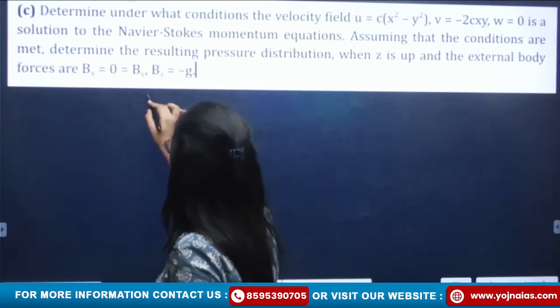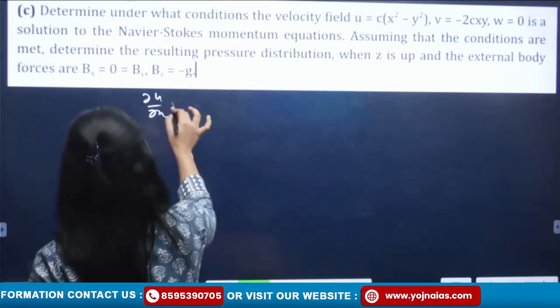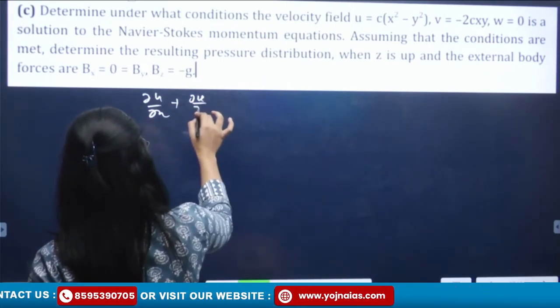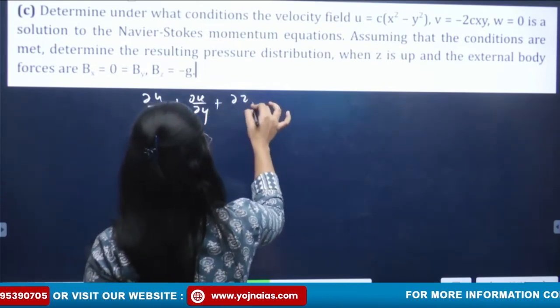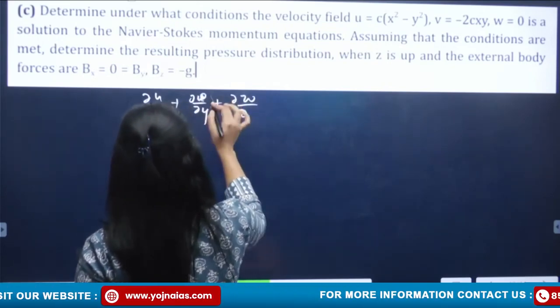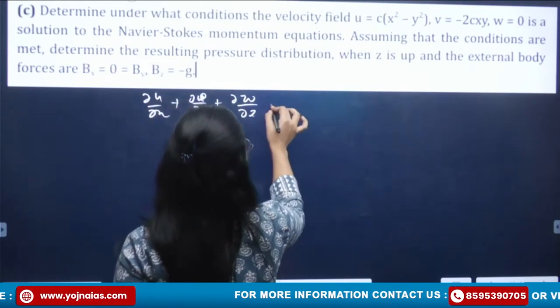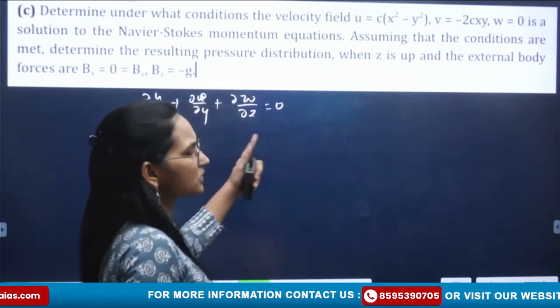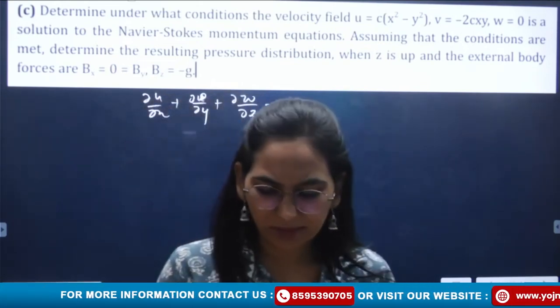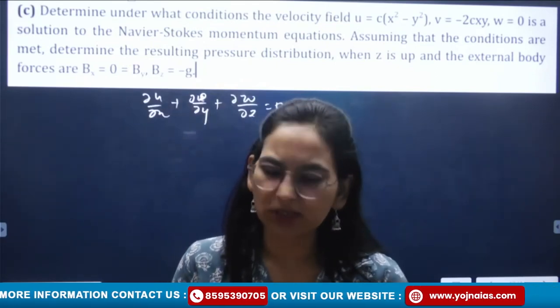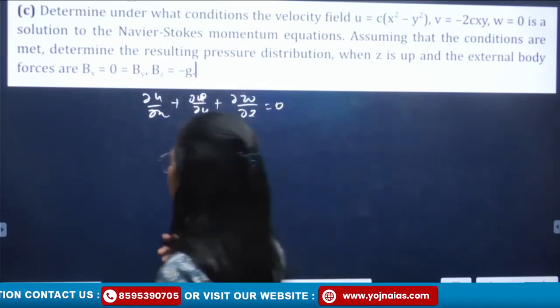First we need to check: ∂u/∂x plus ∂v/∂y plus ∂w/∂z. This should be equal to 0. Check this; this is going to be 0. After this, we need to write the momentum equations. I'll write the equations, you would calculate them.